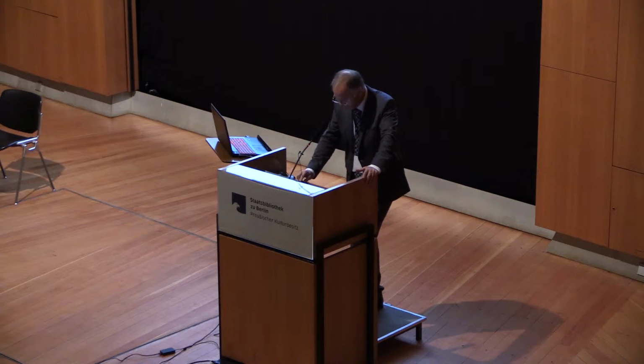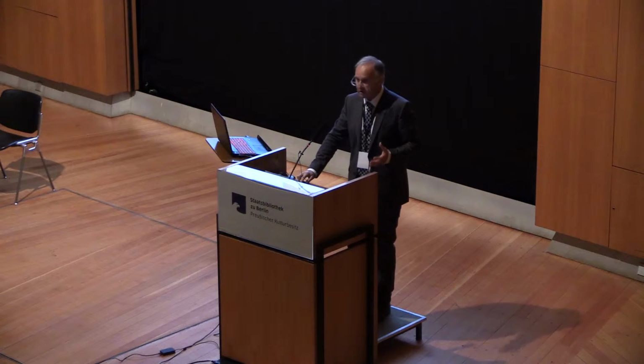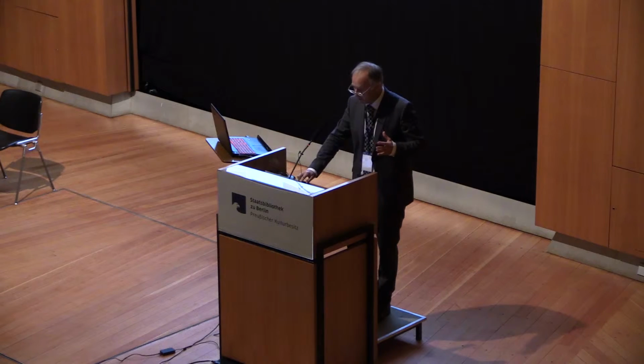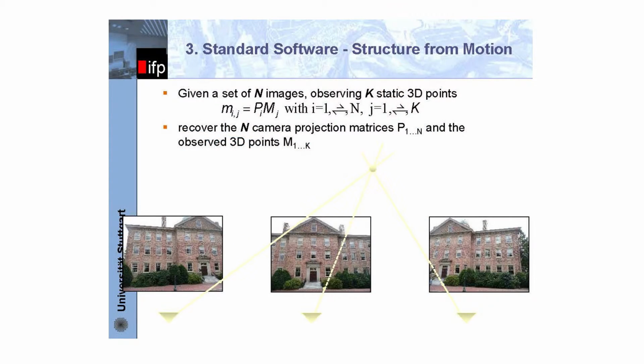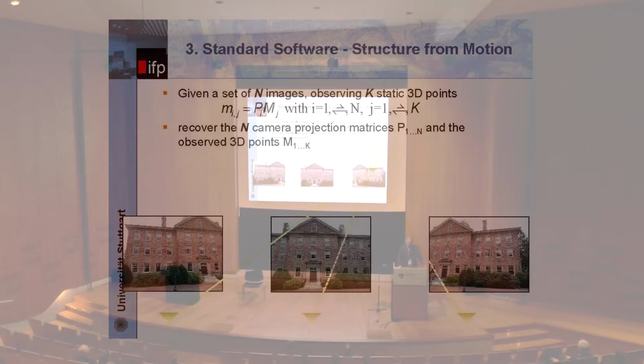And well, there is software available which matches the features, and the final structure from motion is an approach which we call in photogrammetry bundle block adjustment, and in computer vision structure from motion, where we first take all the images, we find the features which are homologous, which correspond to each other, and then finally we can compute all the poses, that means the orientation and location of the imagery.